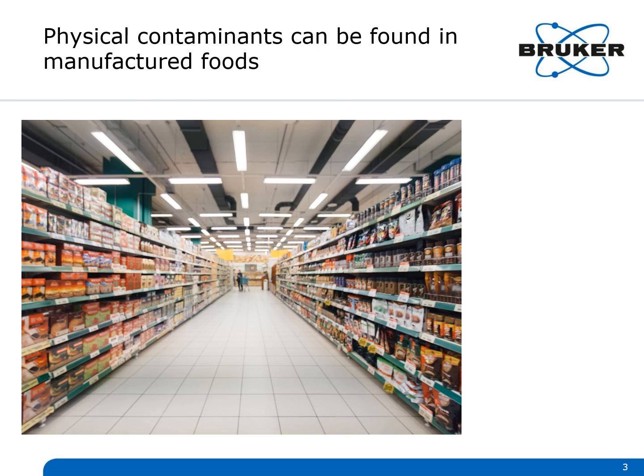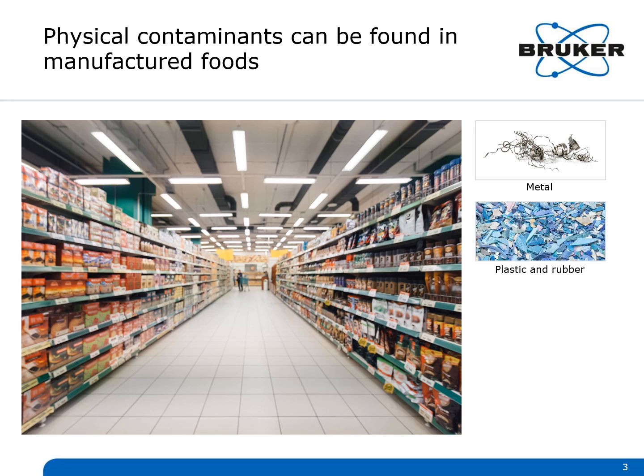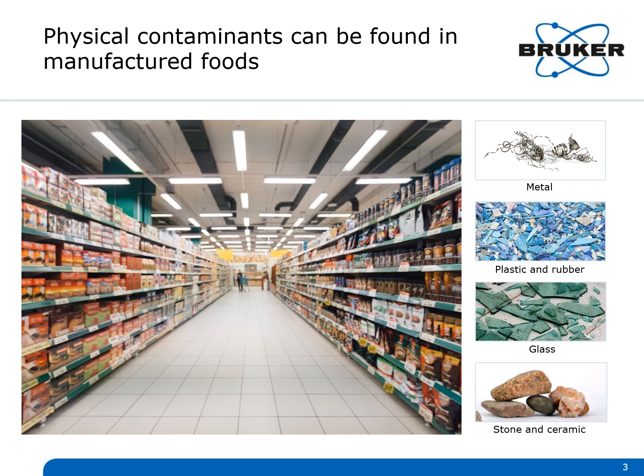So, what are some of the physical contaminants found in manufactured food products? The most common ones are slivers of metal, bits of plastic or rubber, small shards of glass, and even chips of stone or ceramic.